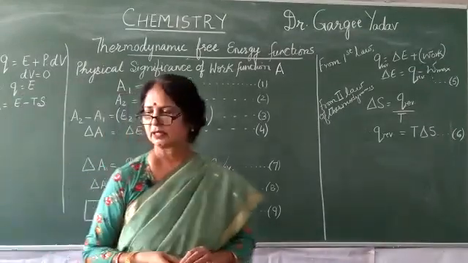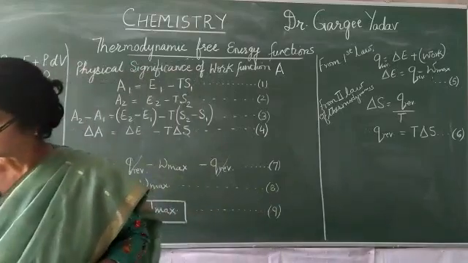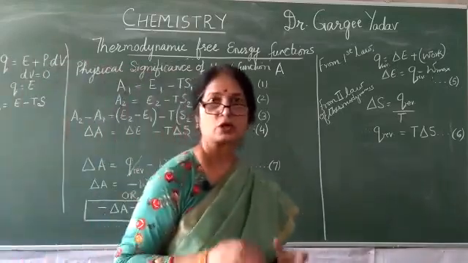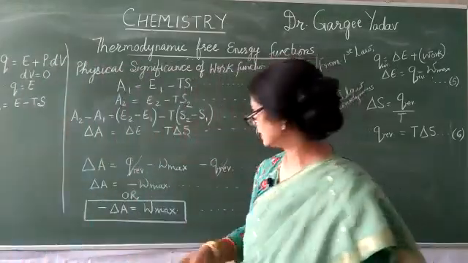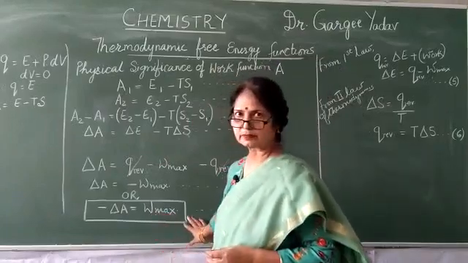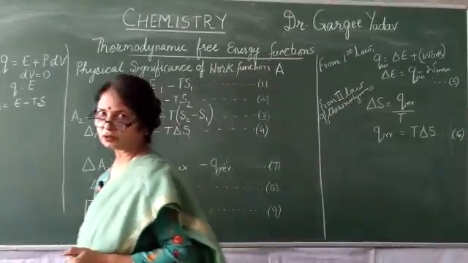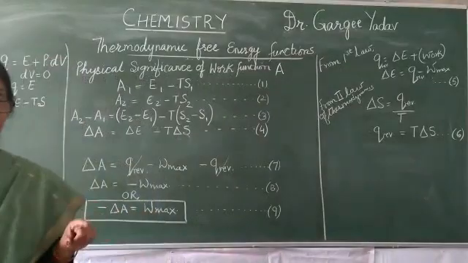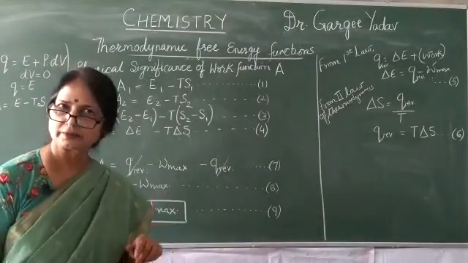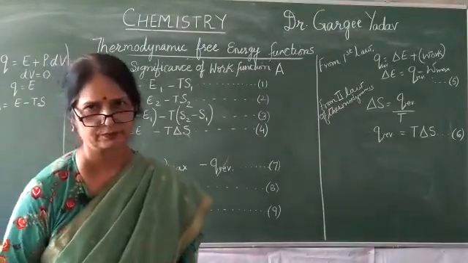So finally, from equation number 9 we can see that the maximum amount of useful non-PV work that can be obtained from a system is also known as the work function. The conditions maintained are constant temperature and constant volume.